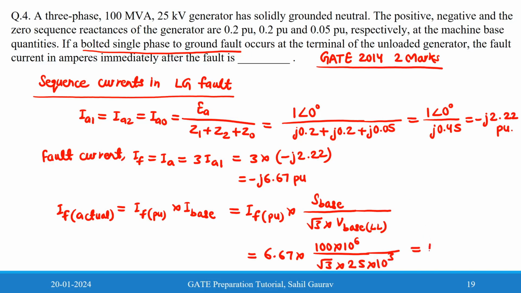So it will come as 15.396 kilo ampere. But in the problem it is asked that in ampere. Then 15,396 ampere. So it is the answer, 15,396 ampere.